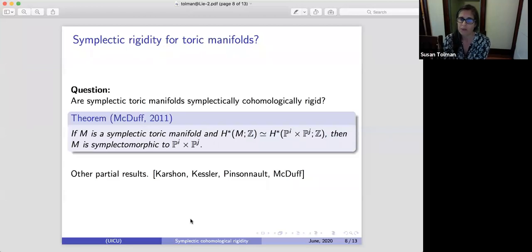If you have a symplectic toric manifold, and you know that the cohomology ring is isomorphic to that of P^i cross P^j, then you know it's symplectomorphic to P^i cross P^j. And of course, it will be the symplectic form where your cohomology class goes. So it is true in that special class. There are other partial results due to Karshon, Kessler, Pinsonnault, and McDuff, but those are mostly finiteness results rather than on the nose. So this is the background and my question. Are there any questions? Okay, then we'll talk about our results.